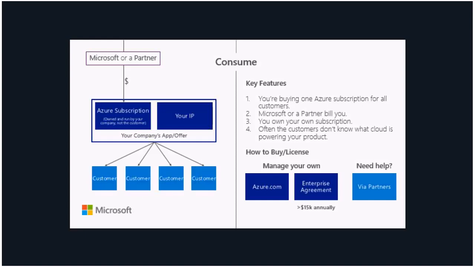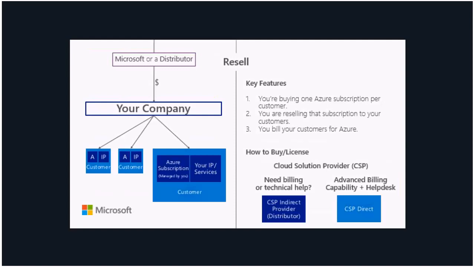The alternative transaction model is reselling. So that's where your company is buying Azure subscriptions from Microsoft or from a distributor and then reselling them to each individual customer. So you can see on the left here, you've got your company who's buying it from Microsoft or a distributor. Then I've got a box there that shows the customer has an Azure subscription, which is managed by you because you bought it and you've resold that subscription to the customer.